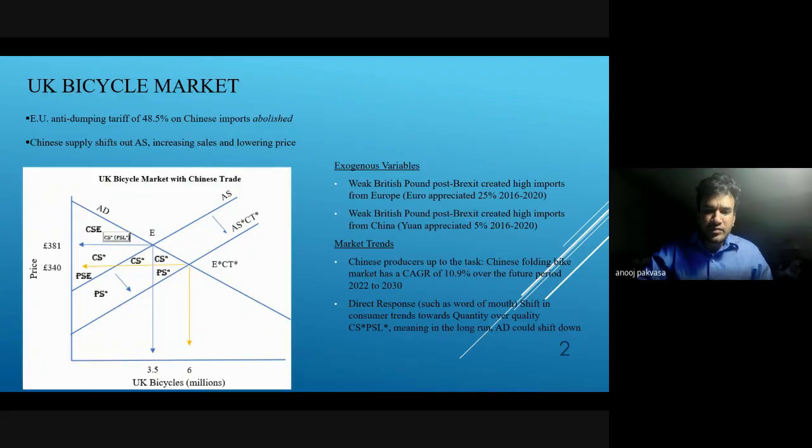Let me move this. And so there are exogenous variables, just non-market forces external to the bike market, and that would be the exchange rates. The euro appreciated 25% from 2016 to 2020. The yuan also appreciated only 5%, but still significantly. So if you were to look at the graph, what you can see is that the AS with the Chinese trade, that line moved down. And so you get more consumer surplus.